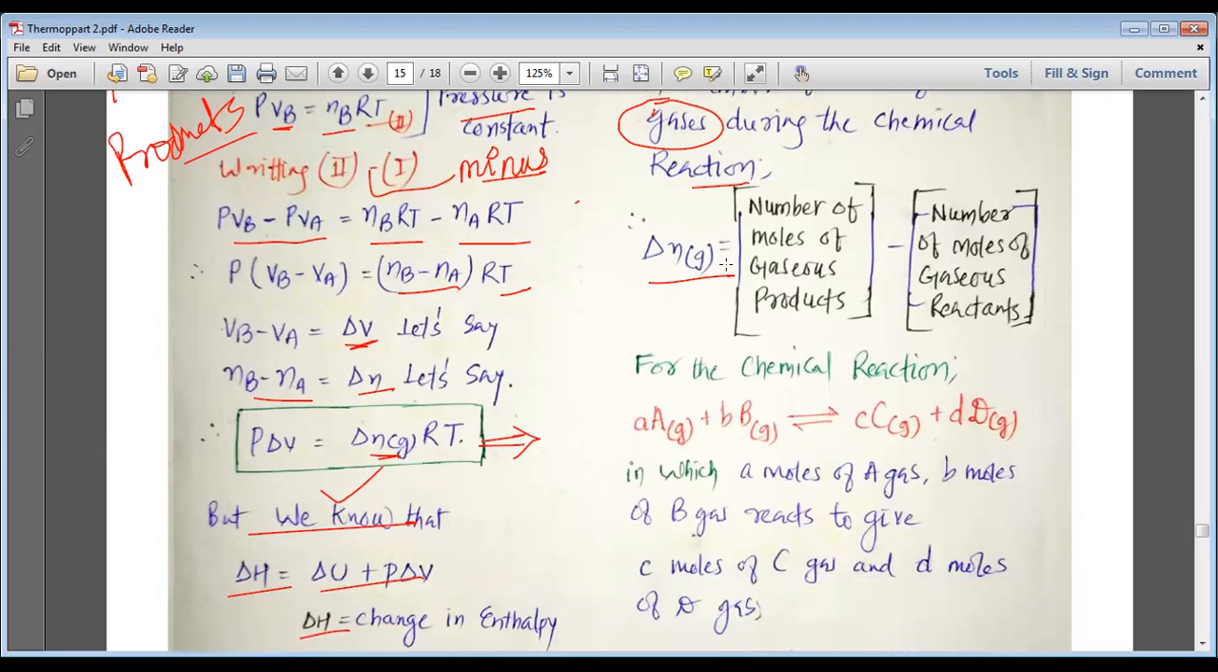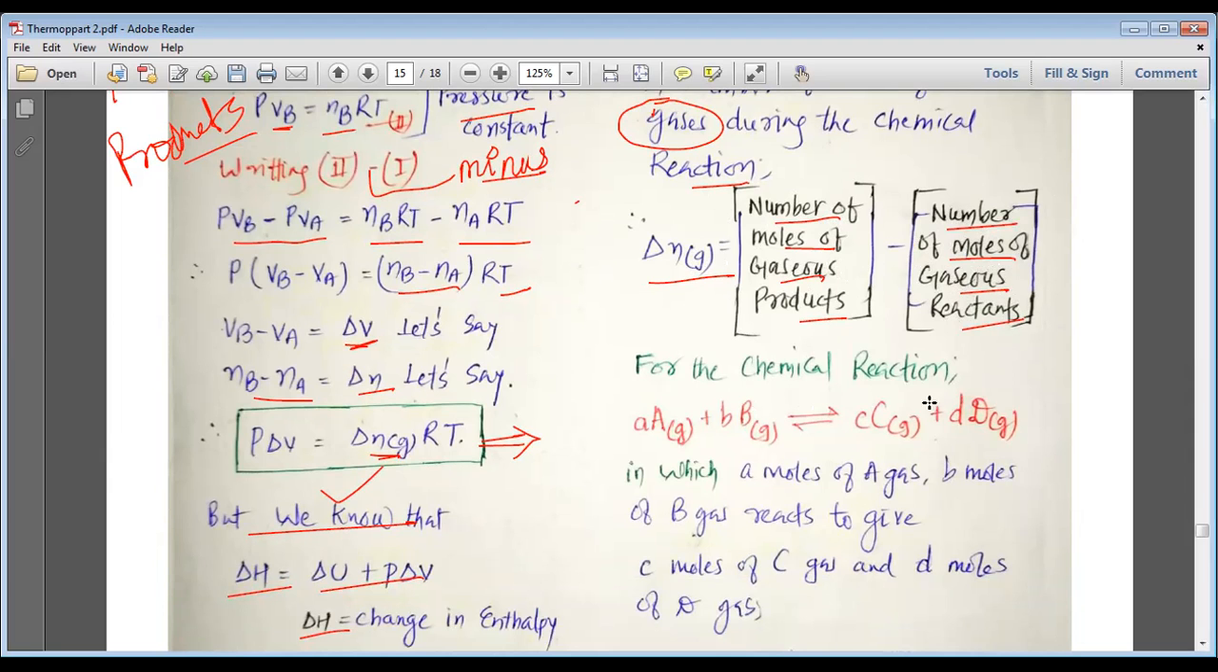So what is delta N gas? The number of moles of gaseous products, that is the number of moles of gases present in the products, and the number of moles of gaseous reactants, that is the total number of gaseous moles present in the reactants. Subtracting the number of moles of reactants from the number of moles of products, we get delta N gas.